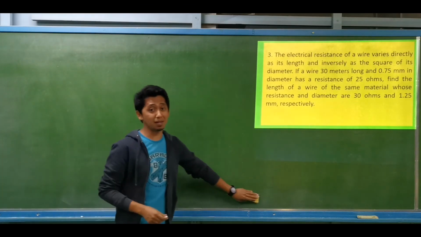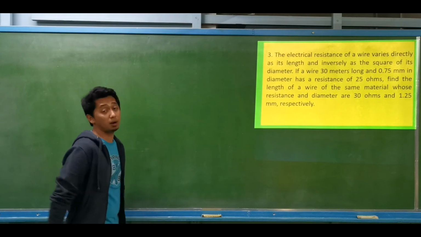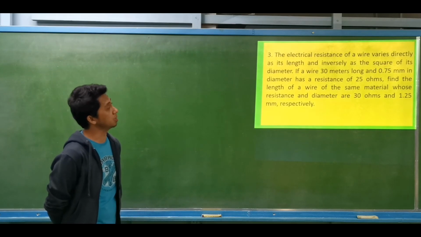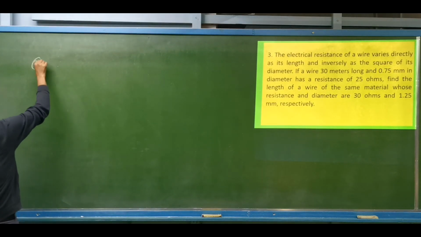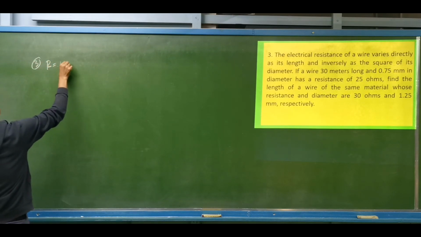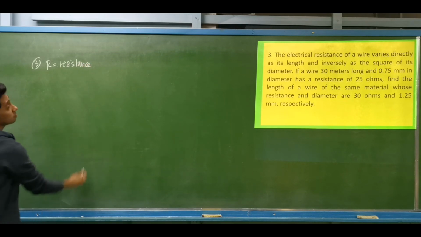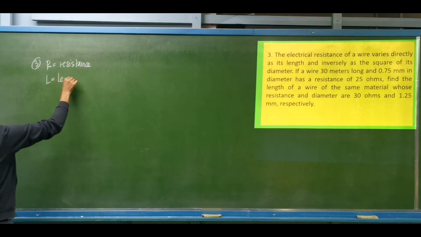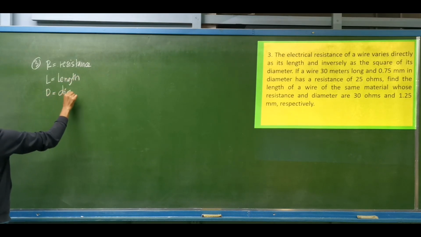So let's have this example. Example number 3. The electrical resistance of a wire varies directly as its length and inversely as the square of its diameter. So we have number 3, R for, let's say, resistance, then L as the length, and D for the diameter.